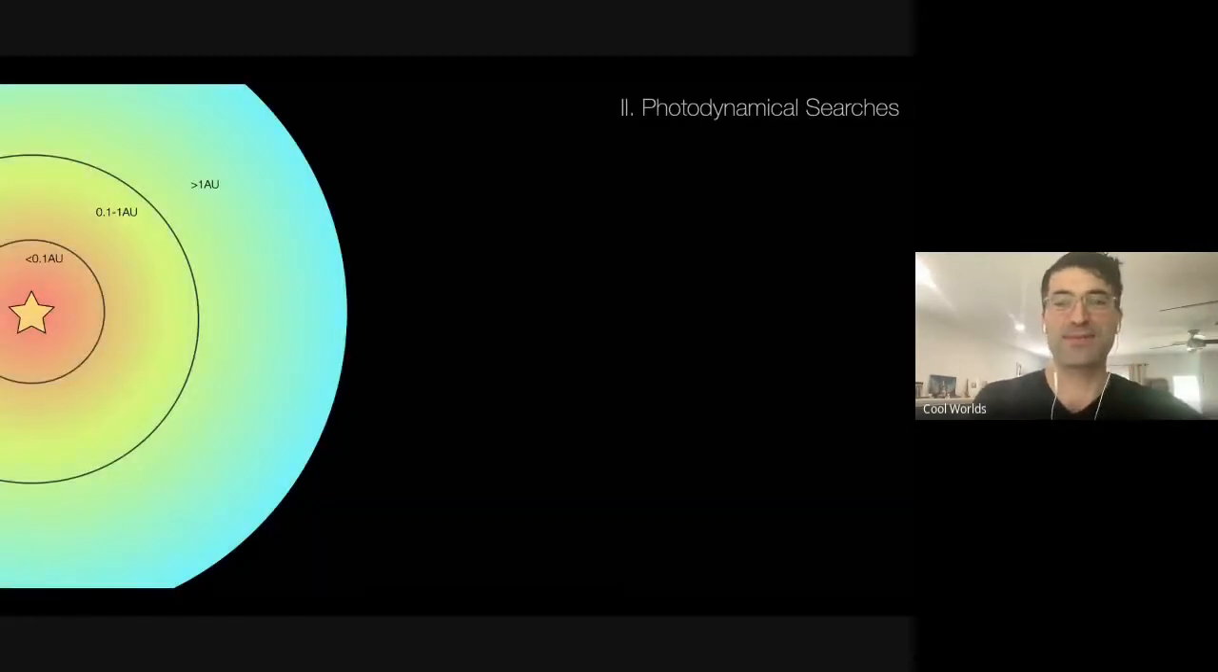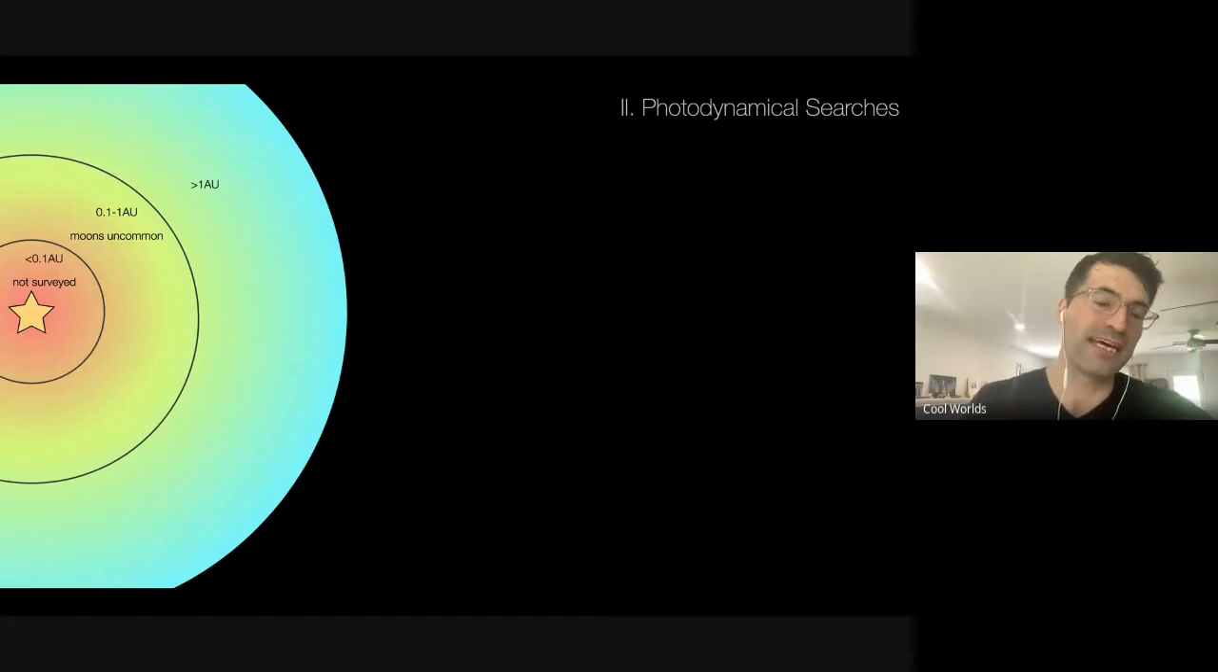I want to give you a summary at this point, before we get to some actual candidates. Planets within 0.1 AU, we've basically not surveyed, not spent much time on those. For planets between 0.1 and 1 AU, we can say that moons are uncommon. They're not necessarily rare, I think rare might be too strong a word, but they're certainly not the rule, because as I said, we could say that less than a third of these planets have Galilean moon systems. So they're certainly uncommon, but not necessarily extremely rare.